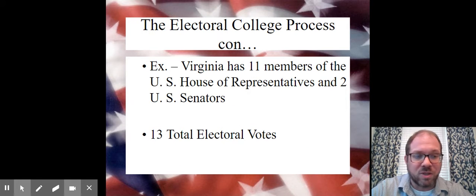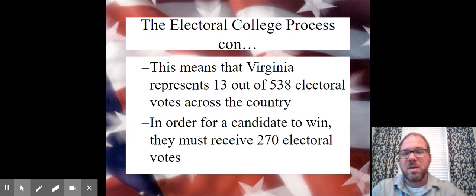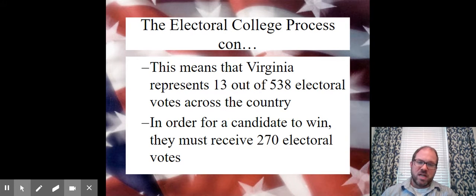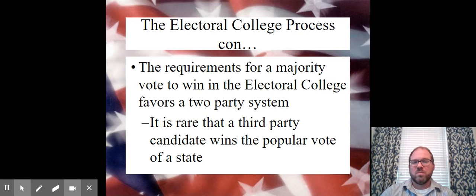If I'm moving too fast, you can always pause the video and then write down what you need to and then hit play again. This means that Virginia will represent 13 out of 538 electoral votes. That's the total number you can get, 538. So in order for a candidate to win the election, they have to receive 270 electoral votes.